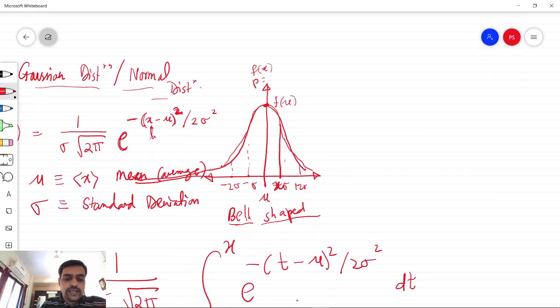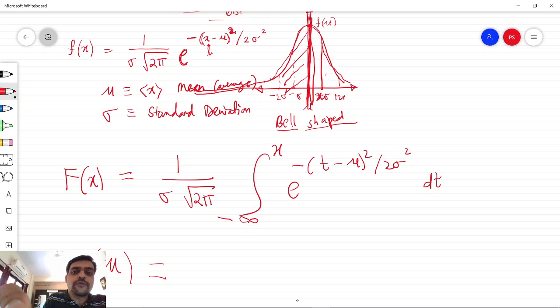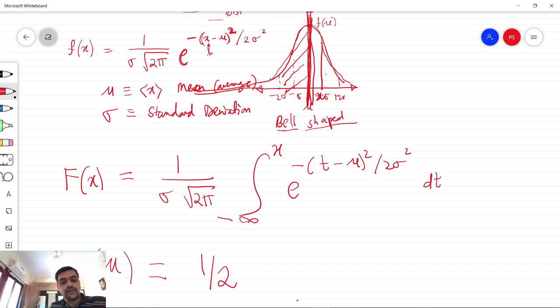Since this is symmetric, if we are asked to find F of mu, we need to cover half of the curve starting from minus infinity to mu. Since half of the curve is covered, half of the probability is covered, since the curve is exactly symmetric about mu. So capital F of mu is just going to be half of the total probability, that is 1 by 2. This is an important result.